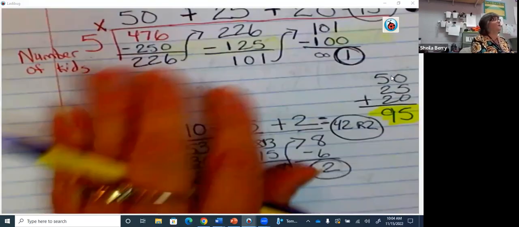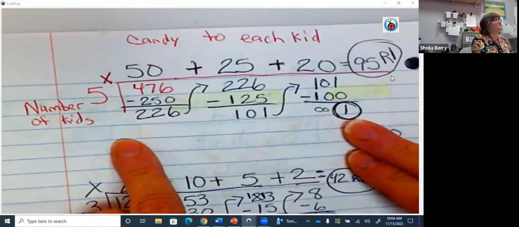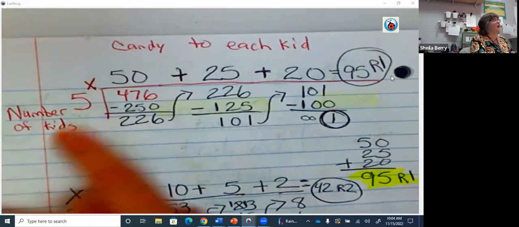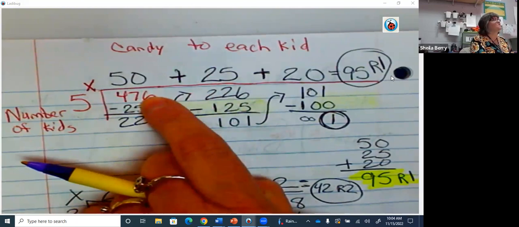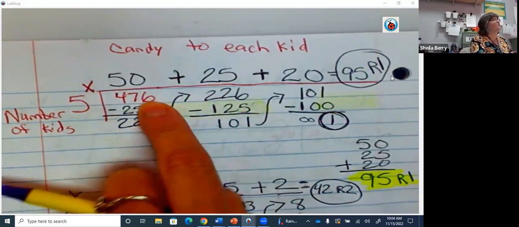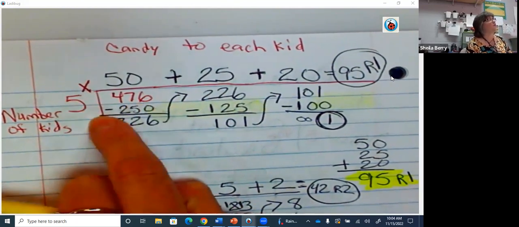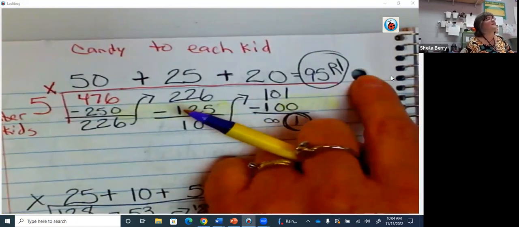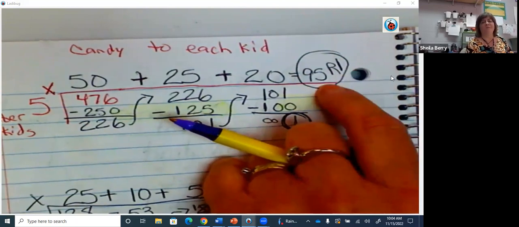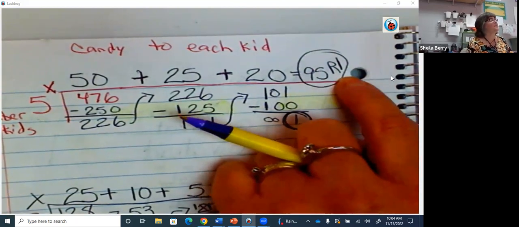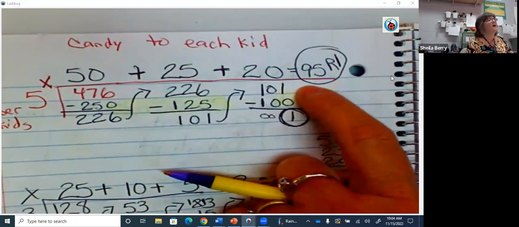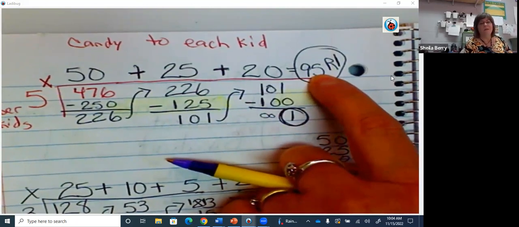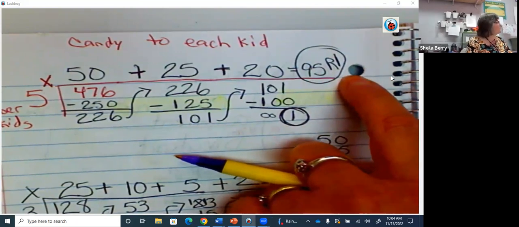Okay, then yesterday you looked at this number. You have 5 kids and you have 476 pieces of candy. If you have 476 pieces of candy and you share it with 5 friends, the answer is how much candy each friend will have, each kid will have. So in this case, when you finished, each child is going to have 95 pieces of candy, and there's going to be one that's left over.